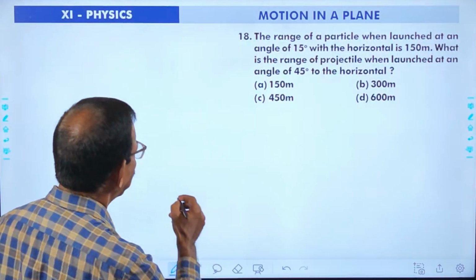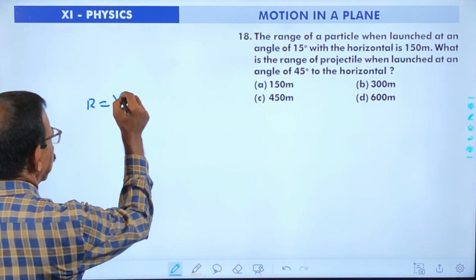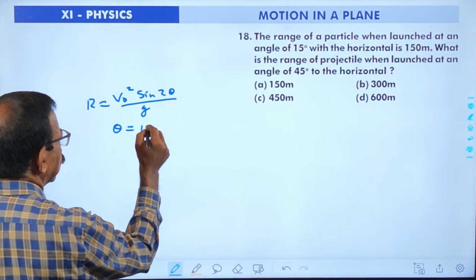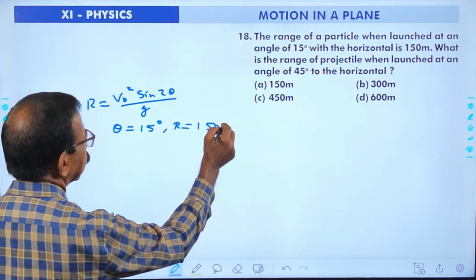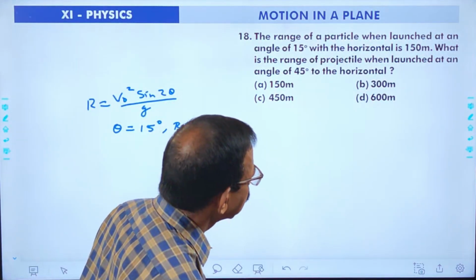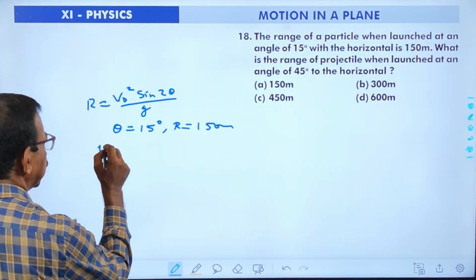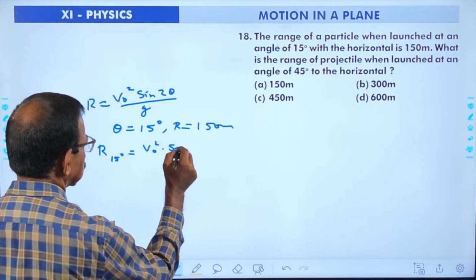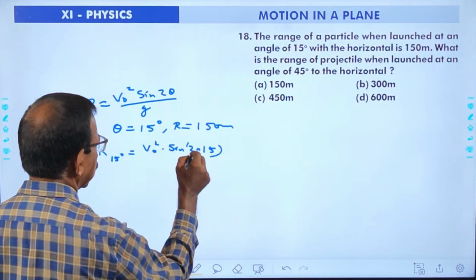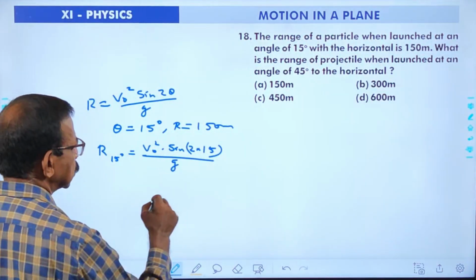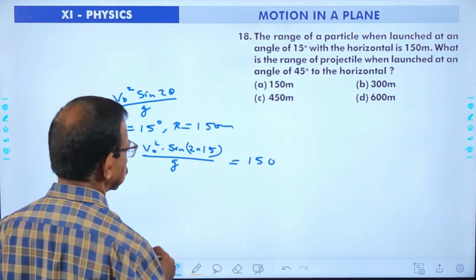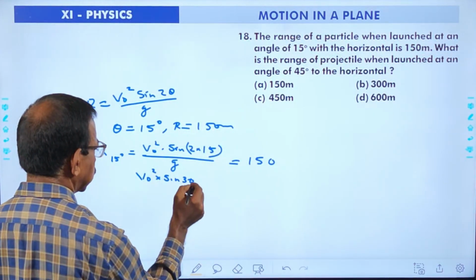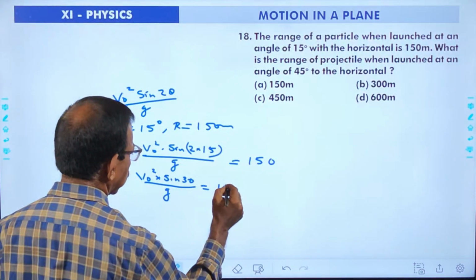So the range of a projectile R equals V0 square sine 2 theta by G. When theta equals 15 degree, the range is 150 meter. That means R at 15 degree, V0 square sine 2 into 15 divided by G equals 150. That is V0 square into sine 30 by G equals 150.